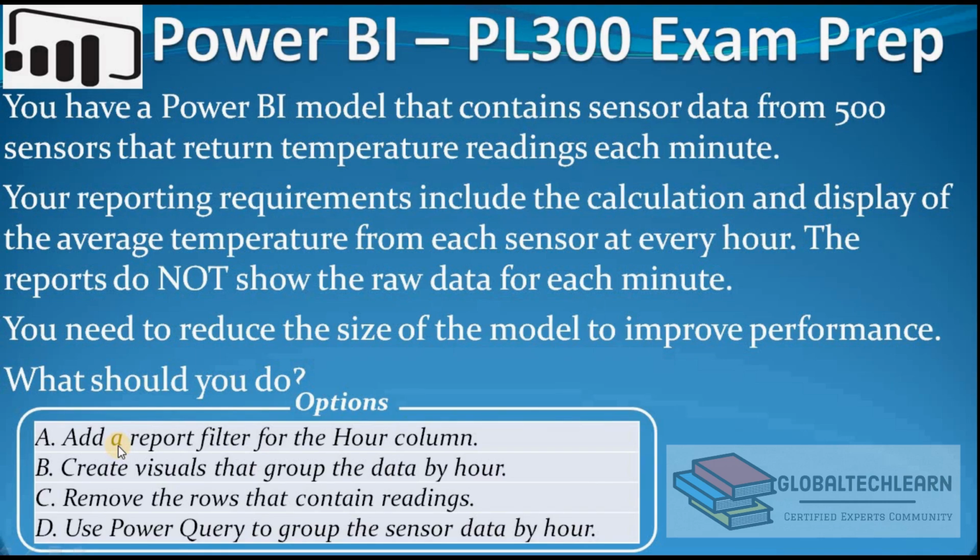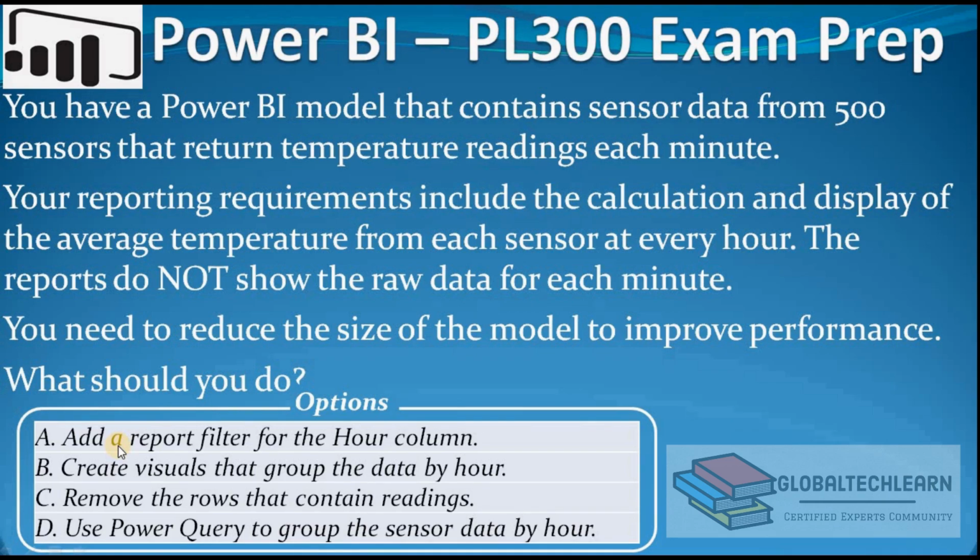The question is: you have a Power BI model that contains sensor data from 500 sensors that return temperature readings each minute. Your reporting requirements include the calculation and display of the average temperature from each sensor at every hour. The reports do not show the raw data for each minute. You need to reduce the size of the model to improve the performance.